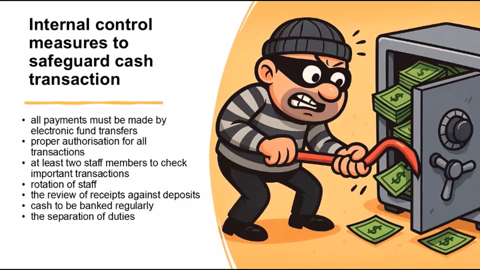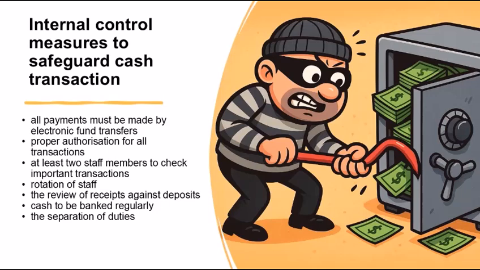All payments should be made by an electronic funds transfer, because this leaves a clear electronic trail. There should be proper authorization, which means only certain people are allowed to approve payments. At least 2 staff members must check important transactions, because this prevents errors or dishonesty. Staff can be rotated, so no one stays in the same job too long without oversight.